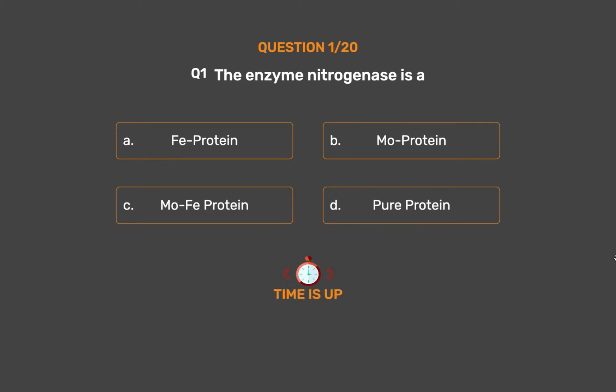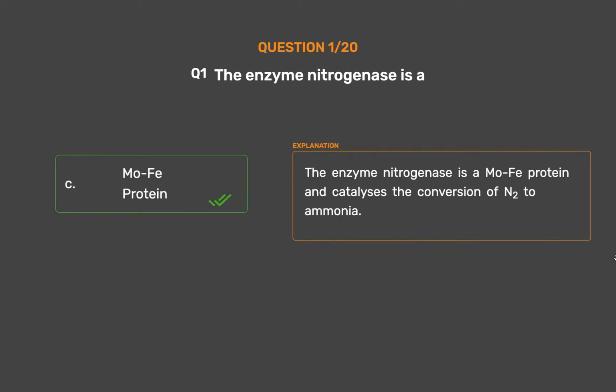The correct answer is option C. Mo whey protein. The enzyme nitrogenase is a Mo whey protein and catalyzes the conversion of N2 to ammonia.